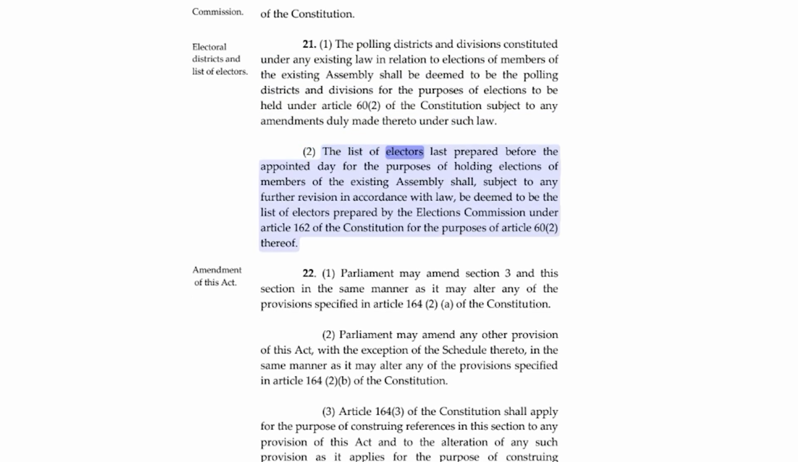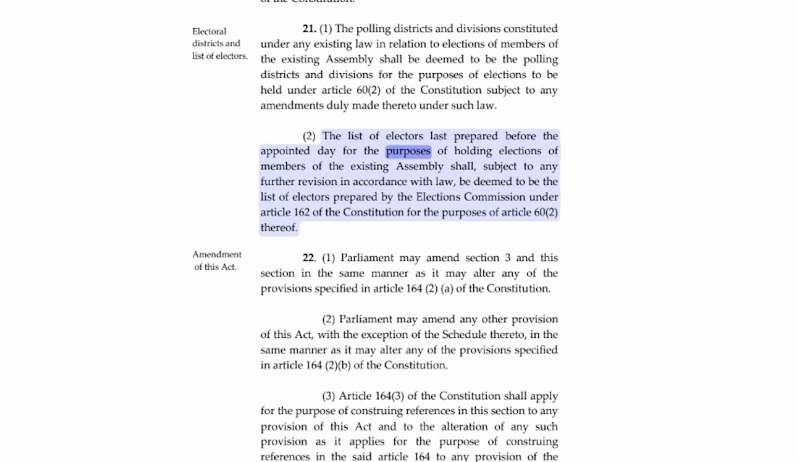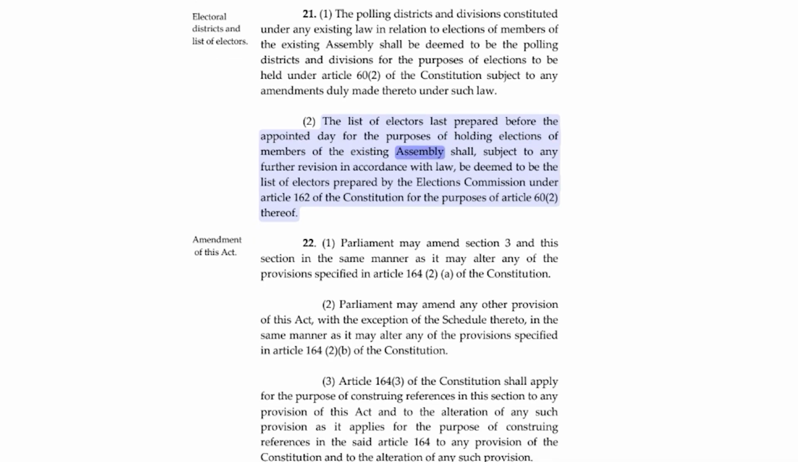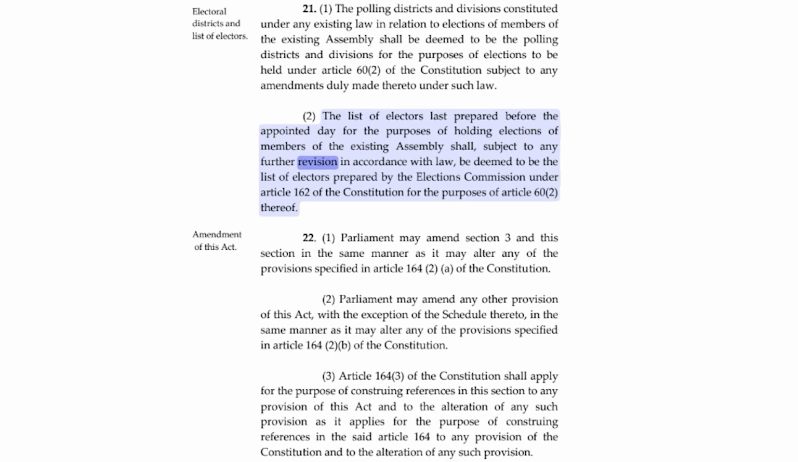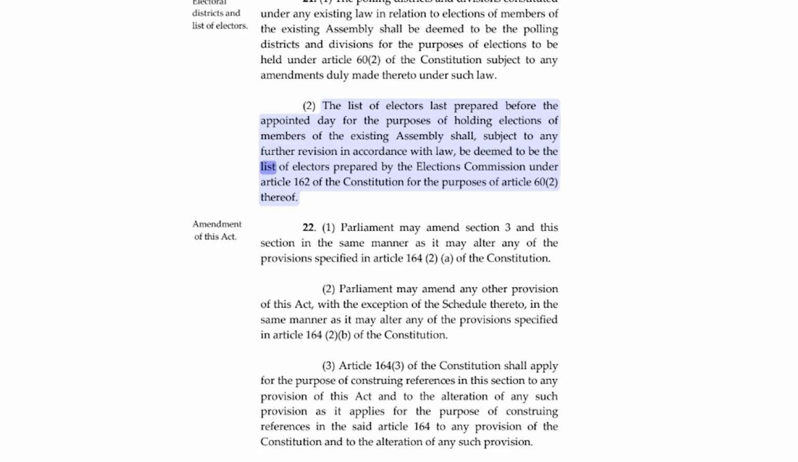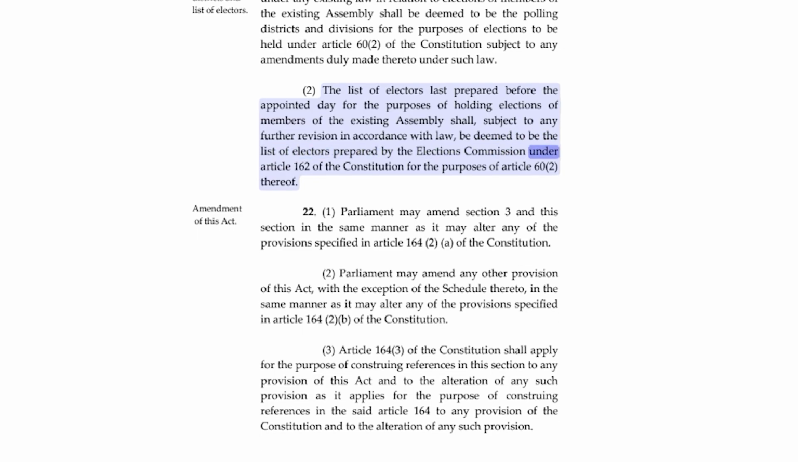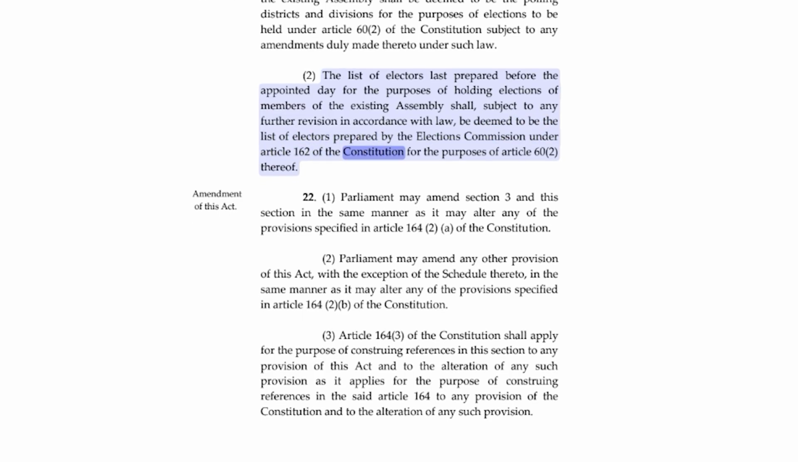2. The list of electors last prepared before the appointed day for the purposes of holding elections of members of the existing assembly shall, subject to any further revision in accordance with law, be deemed to be the list of electors prepared by the Elections Commission under Article 162 of the Constitution for the purposes of Article 62 thereof.